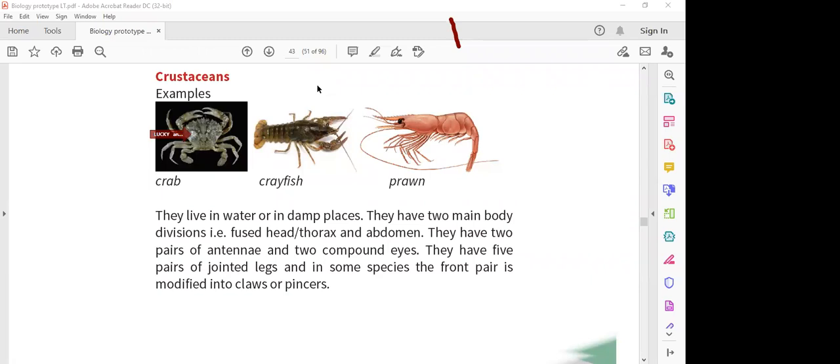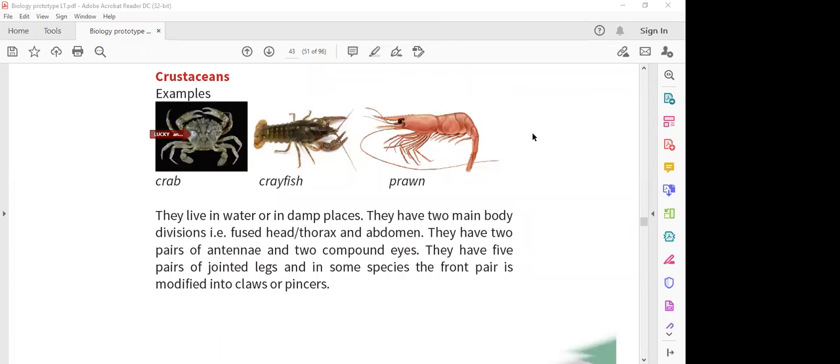Yes, Teacher, I'm reading. They live in water or damp places. They have two main body divisions, i.e., fused head and thorax, and abdomen. They have two pairs of antennas and two compound eyes. They have 5 pairs of jointed legs, and in some species, the front pair is modified into claws or pincers.